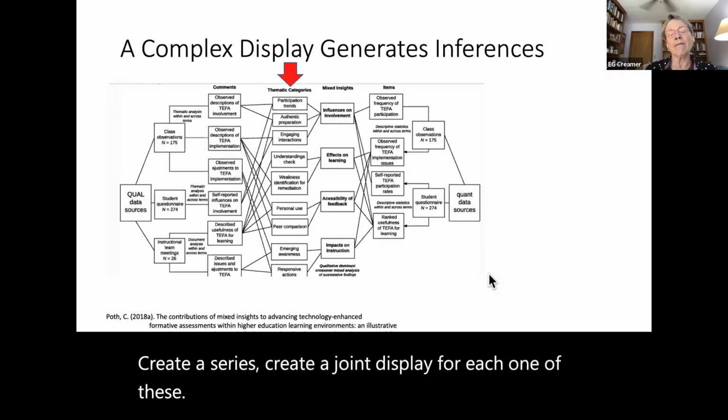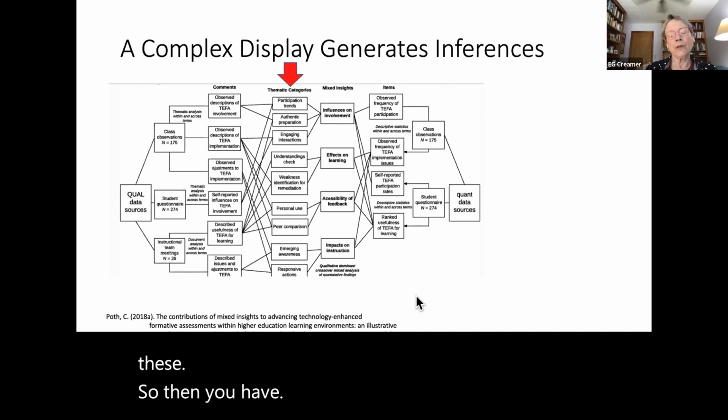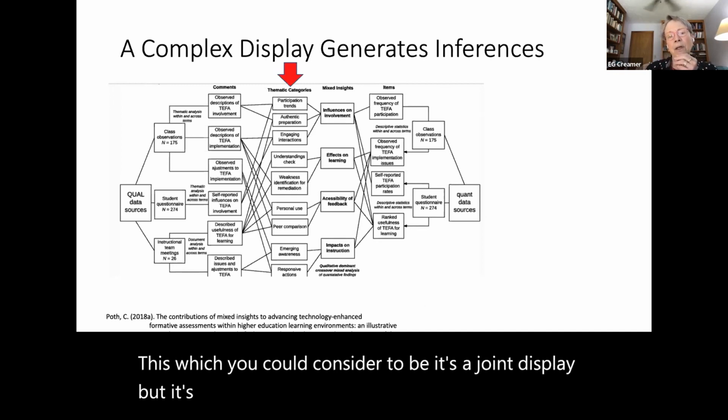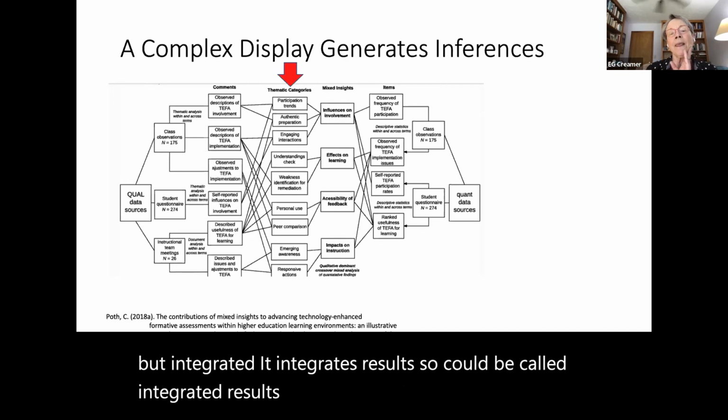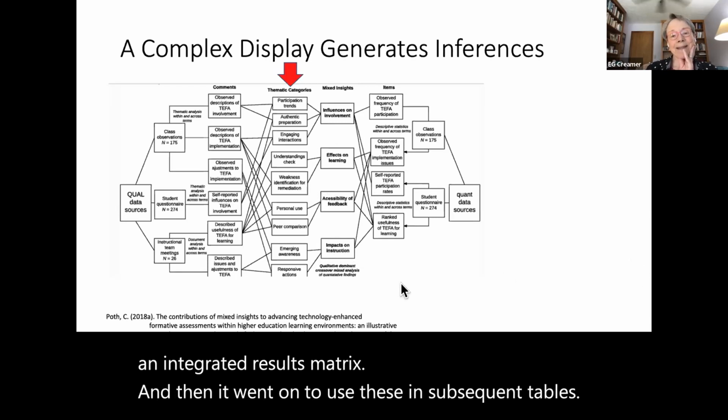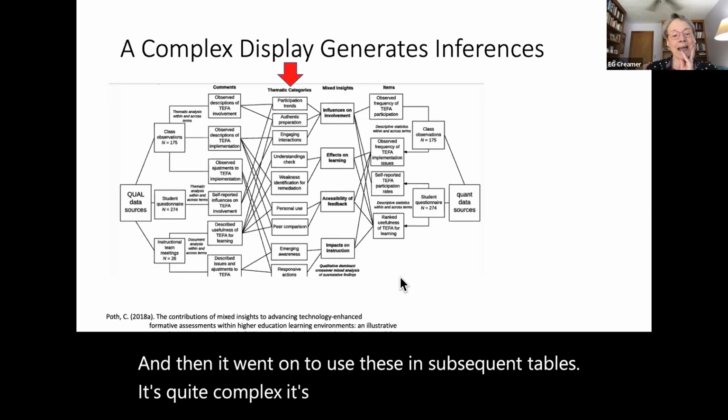So then you have this, which you could consider to be a joint display, but it integrates results. So it could be called an integrated results matrix. And then it went on to use these in subsequent tables. It's quite complex, quite sophisticated.